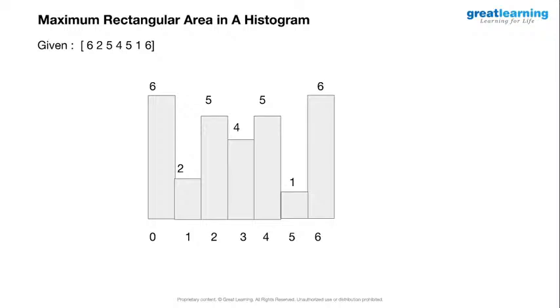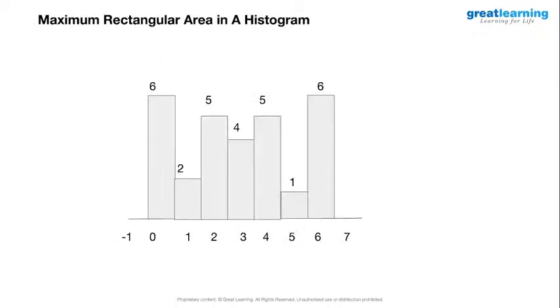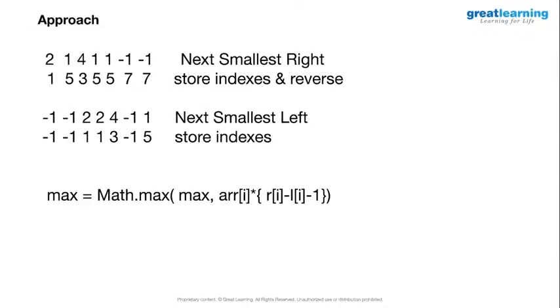Now if you see, we have already done this type of problem, right guys? What we are going to use here is something that I already taught you. Two things that we will be focusing on: the next smallest number on the right side and the next smallest on the left side. Now let's see. If you observe carefully, what is the next smallest on the right hand side of this 6? That is 2. So what are we going to store in our stack?